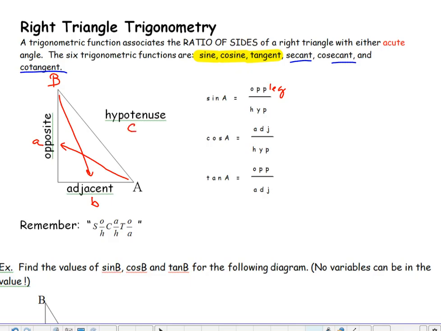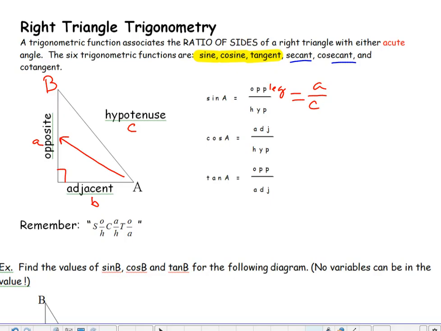All right? So, if sine is the leg opposite the angle divided by the hypotenuse, well, what leg is opposite angle A? It's little a. What side is the hypotenuse? Well, it's little c. So we say that, in this case, the sine of angle A is the opposite leg a over the hypotenuse c.